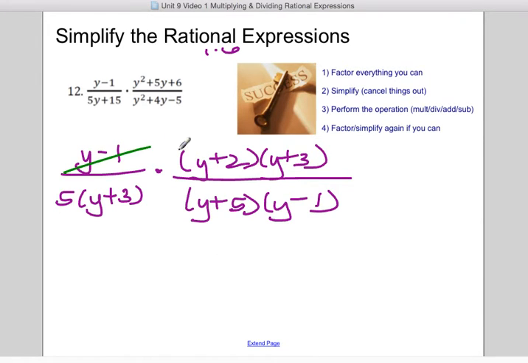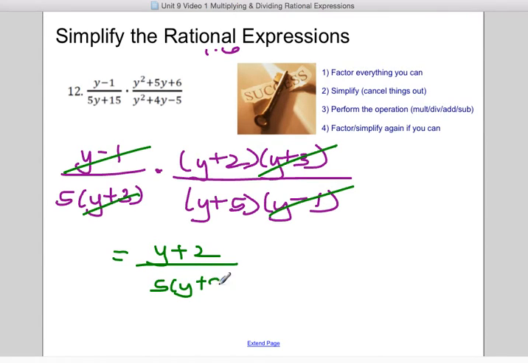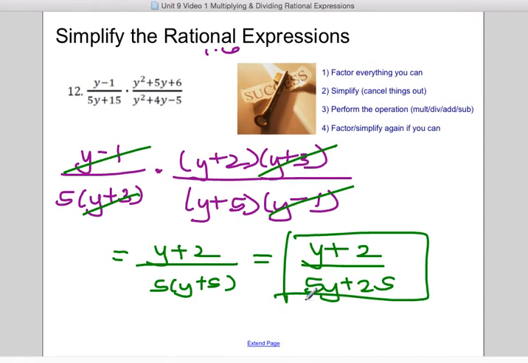Well, there's a y minus 1 on the top and the bottom, y plus 3 on the top and the bottom. And I look, there's nothing else that will cancel, so I would have y plus 2 over 5, y plus 5. And like I said before, I will take this, or if you want to redistribute the 5, that will work as well. Okay, that is example 12.